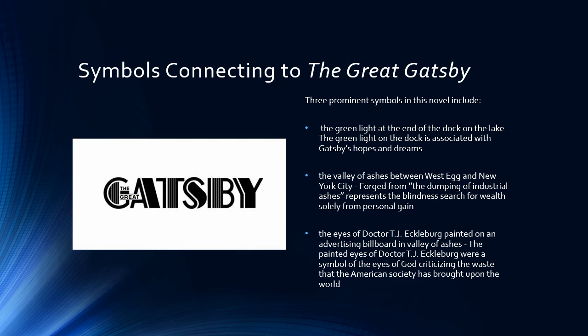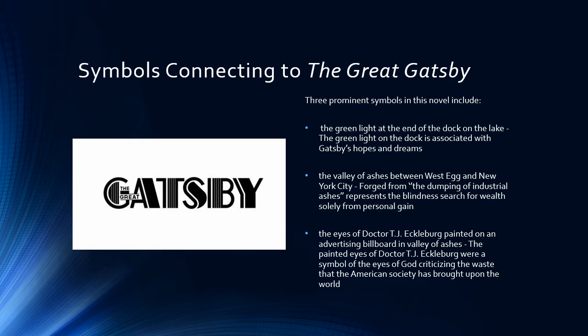Symbols connecting to The Great Gatsby. The quality of writing in the book The Great Gatsby by F. Scott Fitzgerald is unmatched, as his use of symbols is exquisite. Three prominent symbols in this novel include the green light at the end of the dock on the lake, the Valley of Ashes between West Egg and New York City, and finally the eyes of Dr. T.J. Eckleburg, painted on the advertising billboard in the Valley of Ashes.